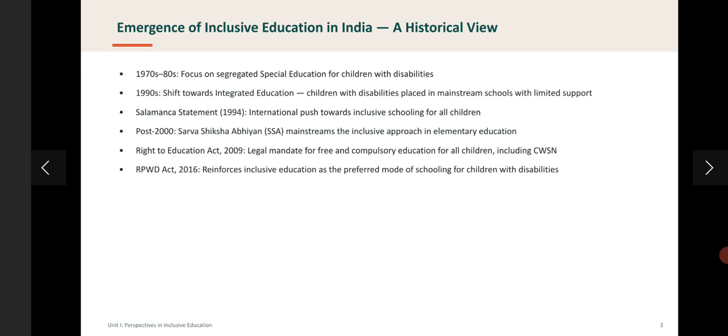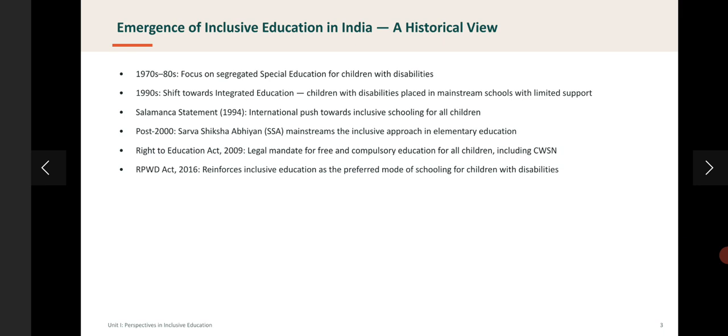Now, during the 1990s, there was a shift towards integrated education. Children with disabilities were placed in mainstream schools with limited supports. In 1990, they were moved into mainstream schools, so everybody started being in single schools. The Kothari Commission, during 1966 itself, highlighted the importance of educating children with disabilities.